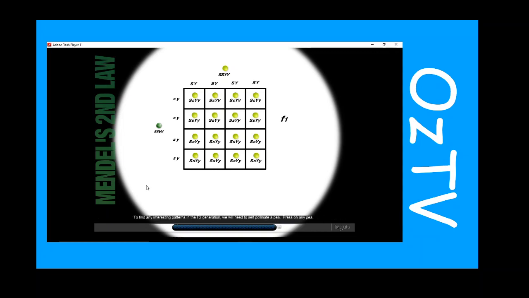To find any interesting patterns in the F2 generation, we will need to self-pollinate a pea. Press on any pea. Here again we will have to label the top and side with all possible allele pair combinations, but this time you will need to complete the Punnett square.